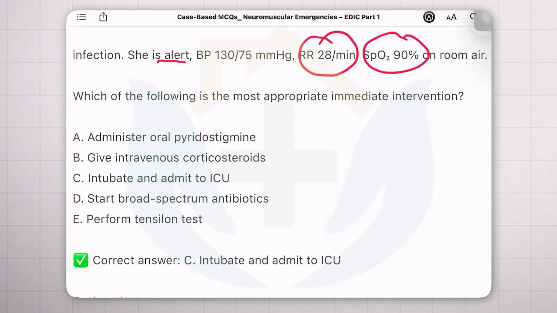But don't be ashamed of telling that this patient is going to crash in next 30 minutes. If we don't intervene now, we will have a dead patient or a patient who has crashed and we will be doing CPR. We can avoid that now. So what are the pointers? Number one is the respiratory rate of 28.